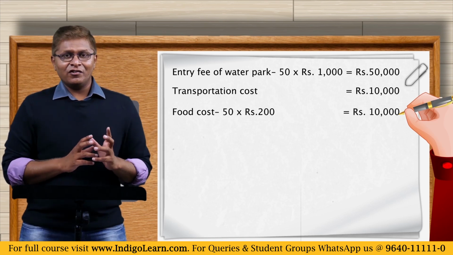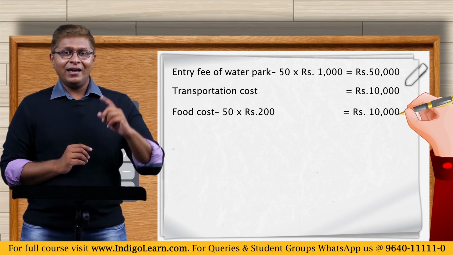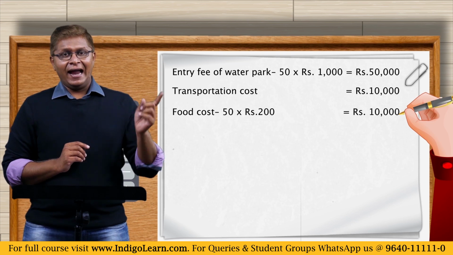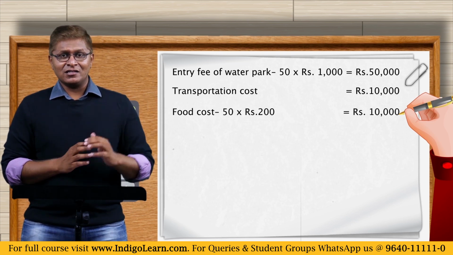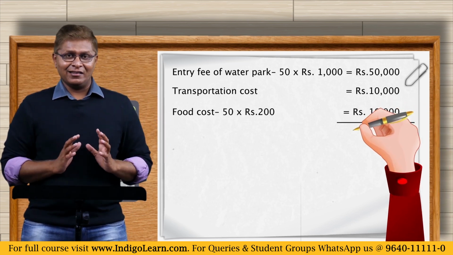So what is the total amount of money? 50,000 for entrance fee, 10,000 for transport and 10,000 for the food and other arrangements. Totally we will now be spending 70,000.